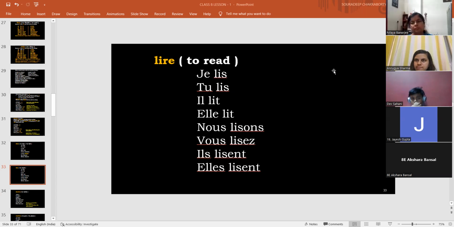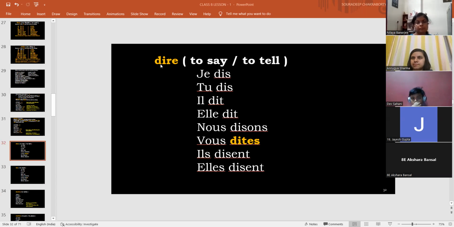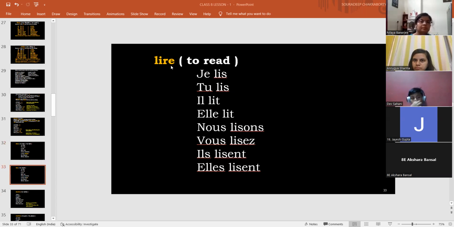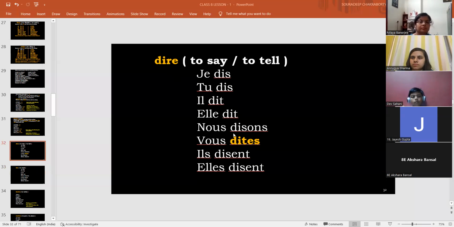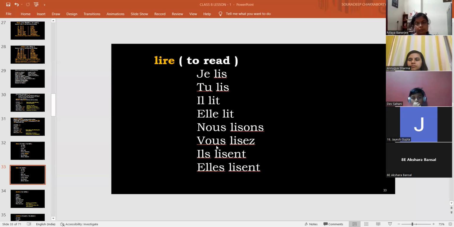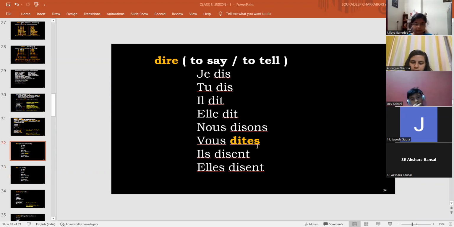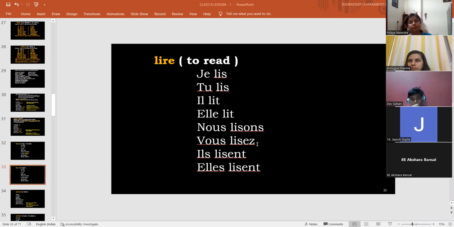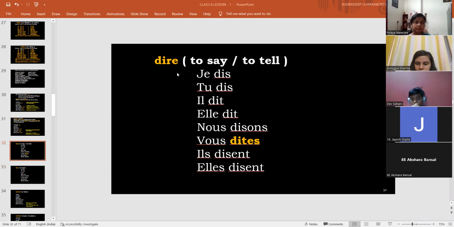The next subgroup, you can see the verb. What is written? D-I-R-E. Next one, L-I-R-E. So why doesn't it belong to the same group? There is some difference. What's the difference? Please note. Here you are writing vous dites, D-I-T-E-S. But when you are doing with the verb lire, the same thing you can see, lisez we are writing. We are not writing L-I-T-E-S like D-I-T-E-S we have written here, but we are writing L-I-S-E-Z. Only the difference between D and L.